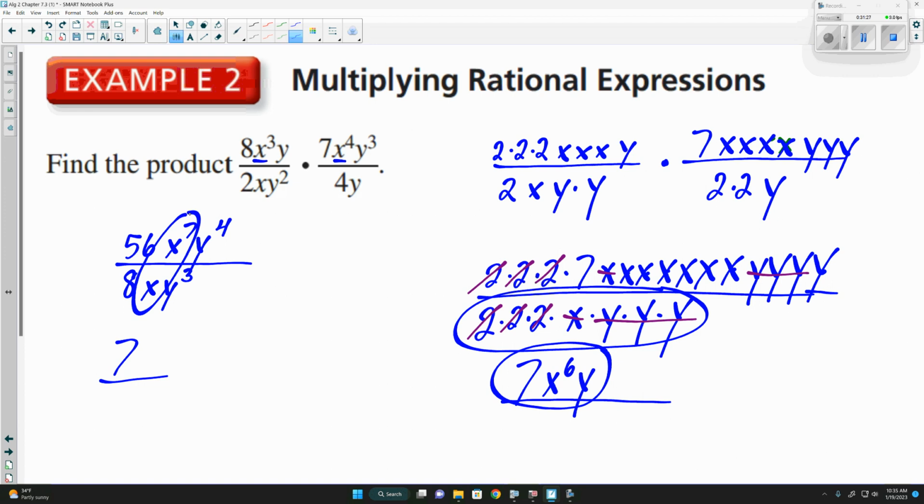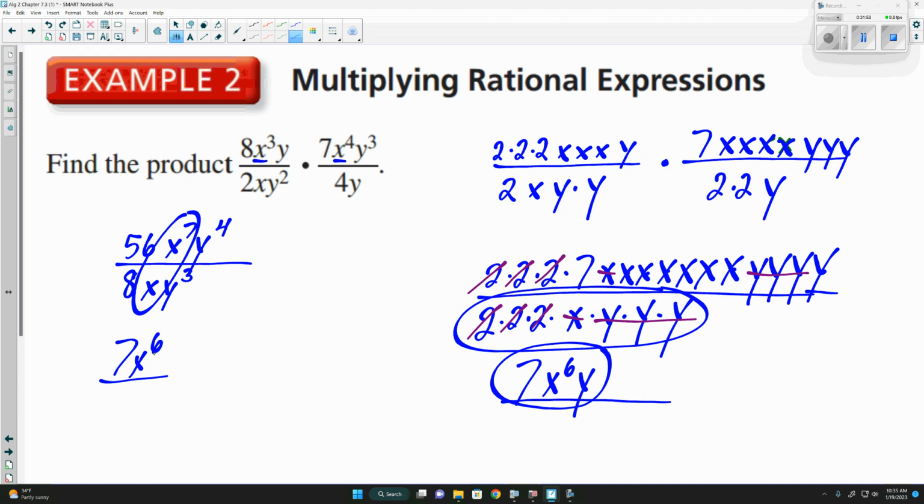7 minus 1 is what? 6, yes? Did it have more x's on top or more x's on bottom? So it stays on top. So really, we can subtract the exponents from the like bases. Whichever one has the most is where it stays. So if it had been x to the seventh on bottom, it would have stayed on bottom. Does that make sense?